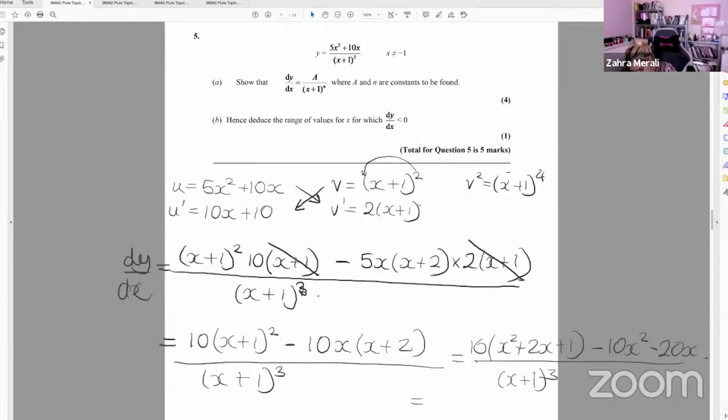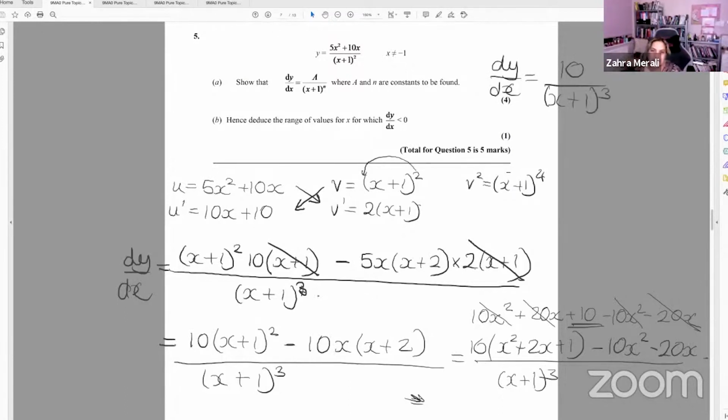And if I just take the top, if I just open out this top bit, I've got 10x squared plus 20x plus 10 minus 10x squared minus 20x. This cancels with that, this cancels with that, and I'm left with 10 on the top. So I can see my final answer is just 10 on the top, and on the bottom, I've got x plus 1 cubed.